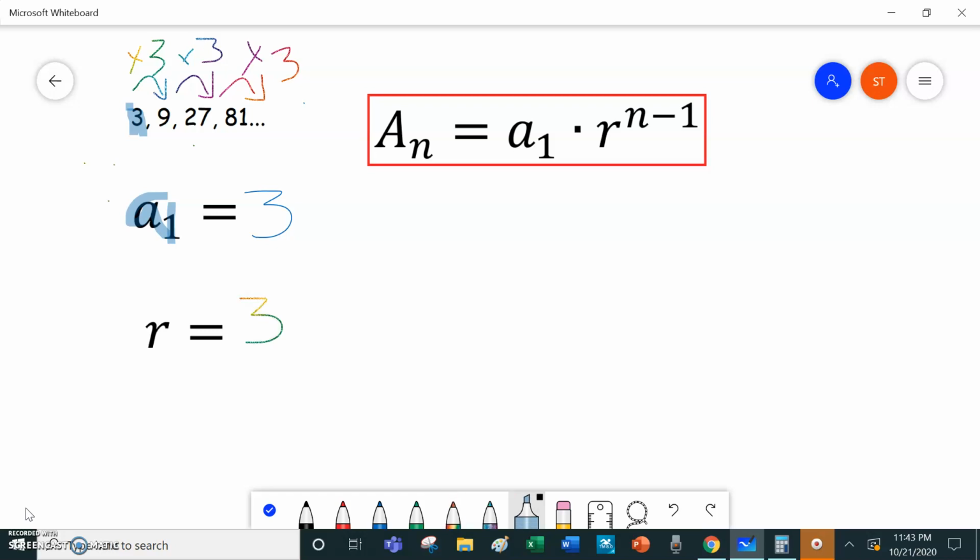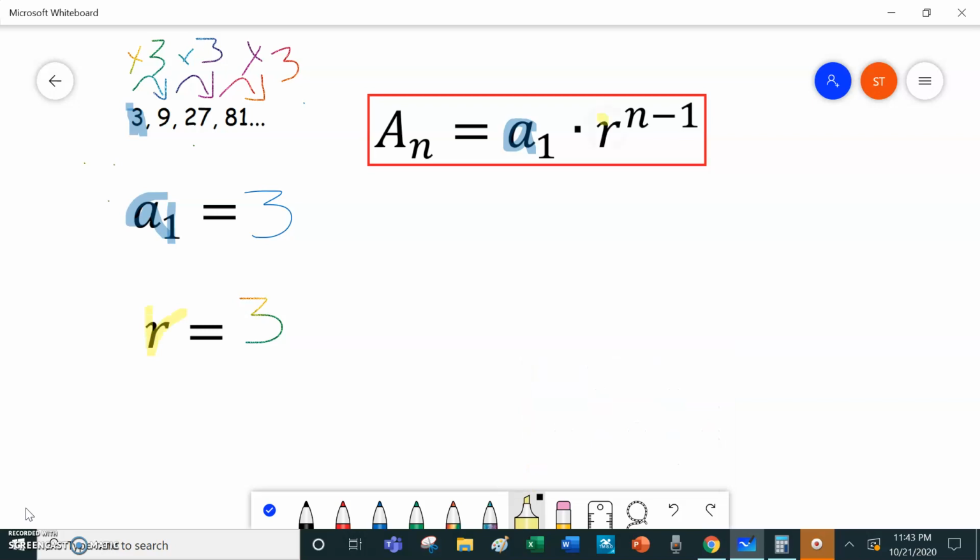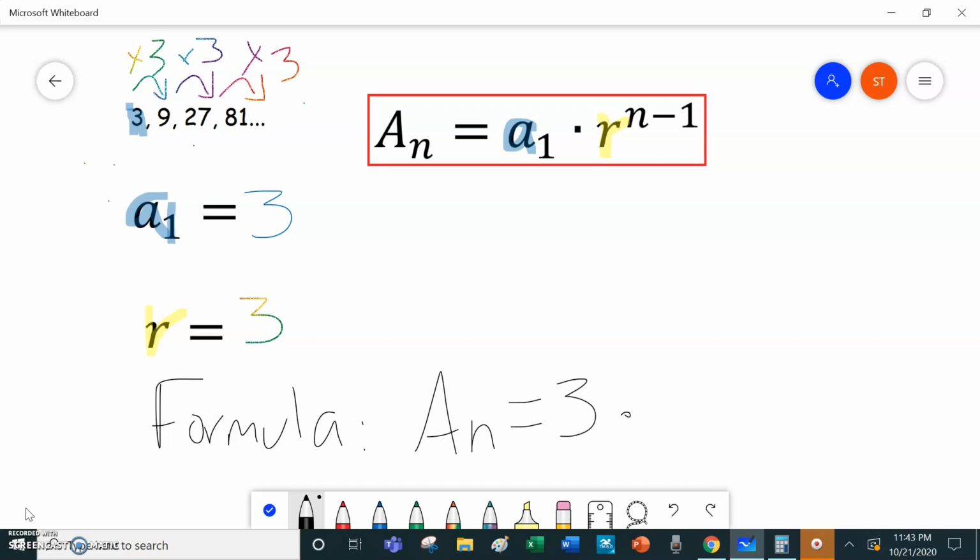So if I'm thinking about what gets replaced in the formula, an equals a1 times r to the n minus 1 power, I am replacing my a1 value and I'm replacing my r value. Everything else stays the same. So when I write my formula, I have an, which can be capital or lowercase, doesn't really matter, equals a1, which in this case is 3, times r, which is also 3, to the n minus 1 power. And that's how I write my explicit formula for a geometric sequence.